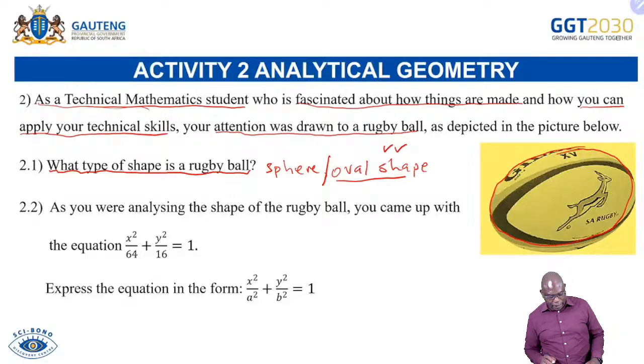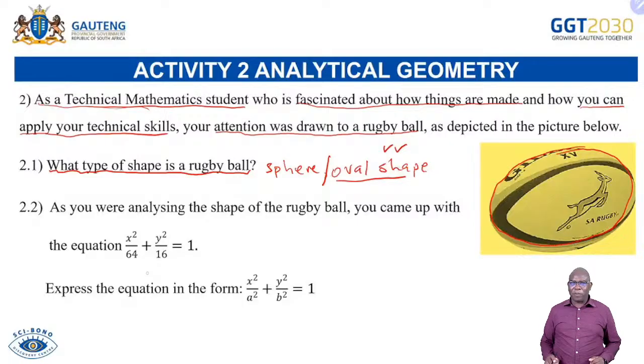As you were analyzing the shape of that, you came up with the equation. Obviously, it's people who are fascinated. You try to make sense of this thing that is in front of me, which is that rugby ball. I'm fascinated about the rugby ball. Then I come up with the equation to say, oh, okay, the equation of this thing will be that. Maybe I've measured it.